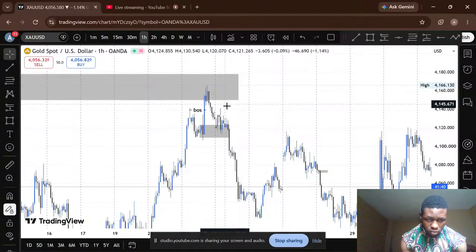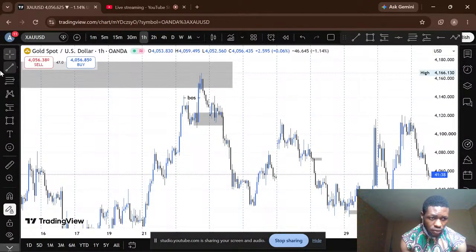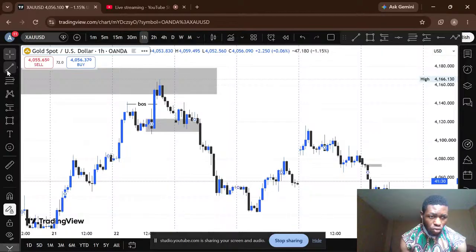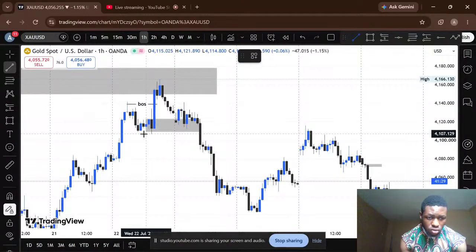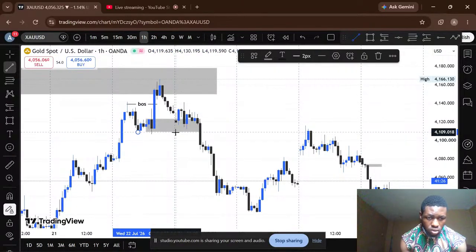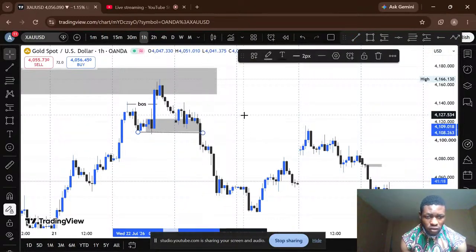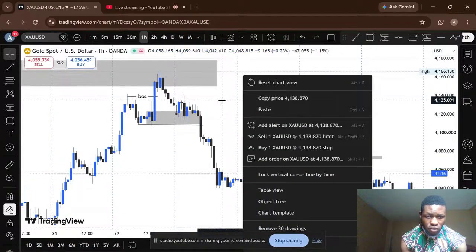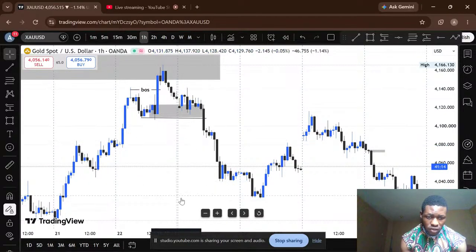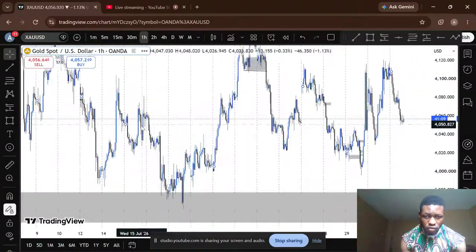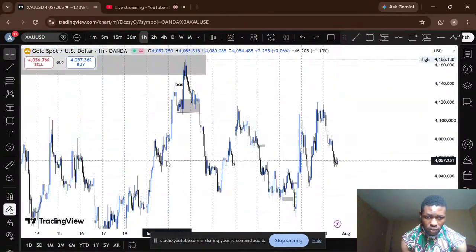But what happened? Price broke below here. Broke below this zone, indicating a change of character. The price is ready to continue the selling, and it starts pushing back down to this zone, right?